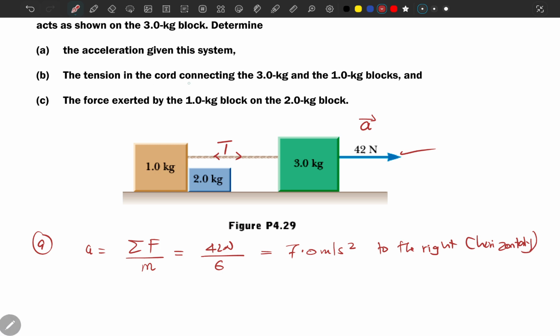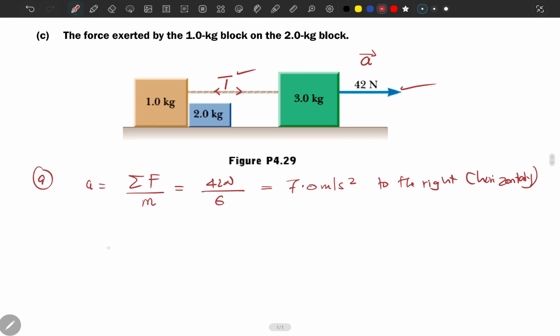B says the tension in the cord connecting 3 kg and 1 kg. So you want to find this force there. Before we go anywhere, let's first find the forces that are acting on the 1 kilogram. On the 1 kilogram, we only have the tension in that direction. Of course, we have the weight, but we are not interested in the weight because the acceleration is not vertical but horizontal. Then this is the 1 kilogram.